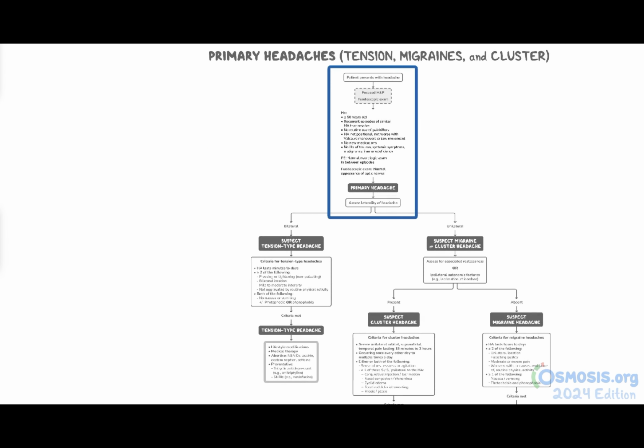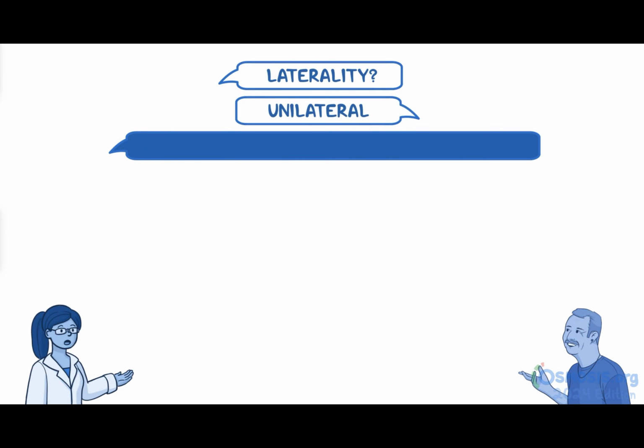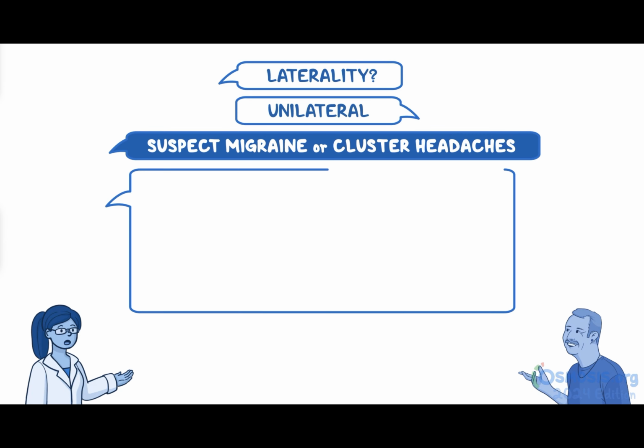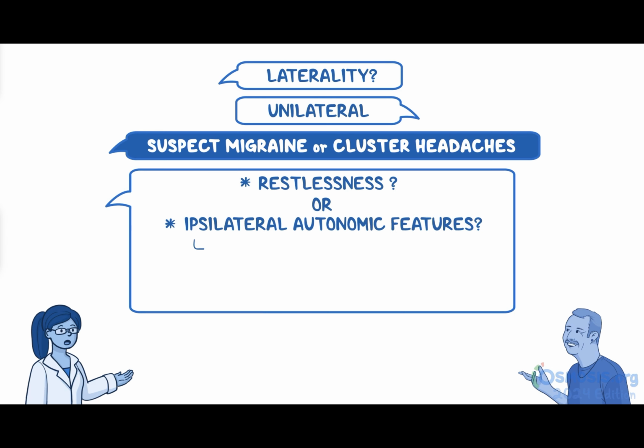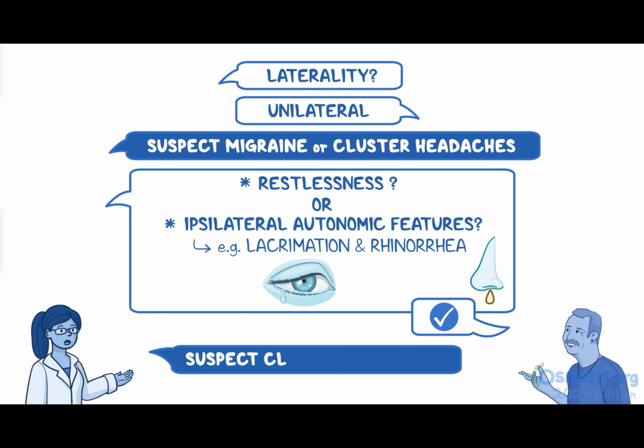Alright, let's go back and focus on individuals who report unilateral headaches. In this case, you should suspect migraine or cluster headaches, so your next step is to assess whether the headache is associated with either restlessness or ipsilateral autonomic features, such as lacrimation or rhinorrhea. If either of those characteristics is present, suspect cluster headaches and assess the criteria to confirm the diagnosis.